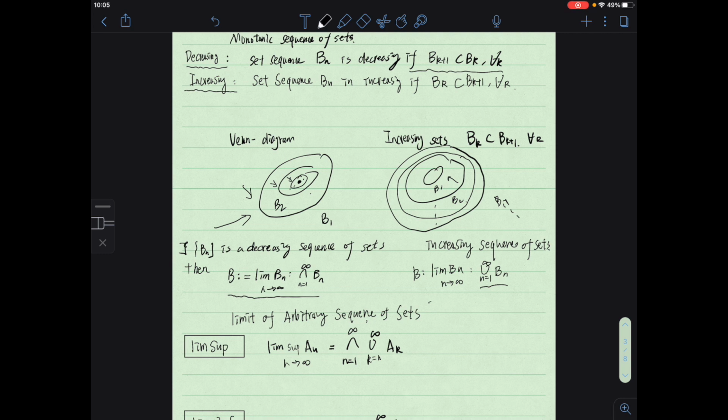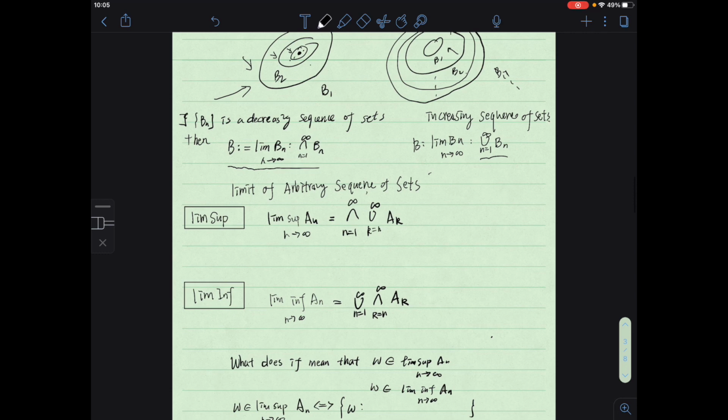How do we generalize that definition to arbitrary sequence of sets? So here are the definitions for arbitrary sequence of sets, the limits for arbitrary sequence of sets. Let's look at the limit superior first. Similar to our definition in calculus, here is the n tail of the sets. We're taking the union of the n tail.